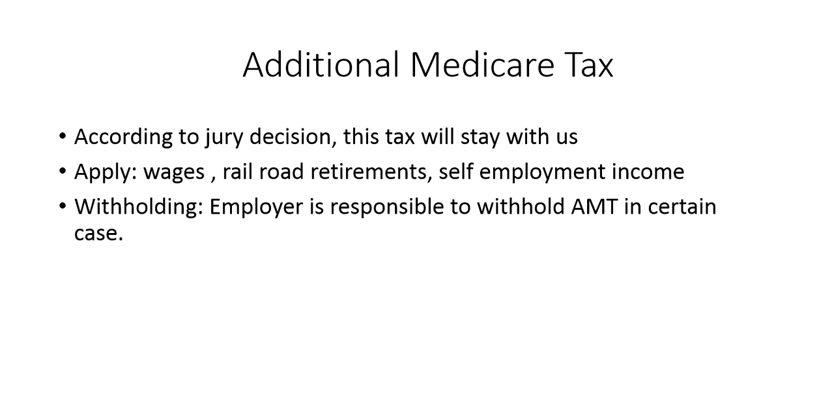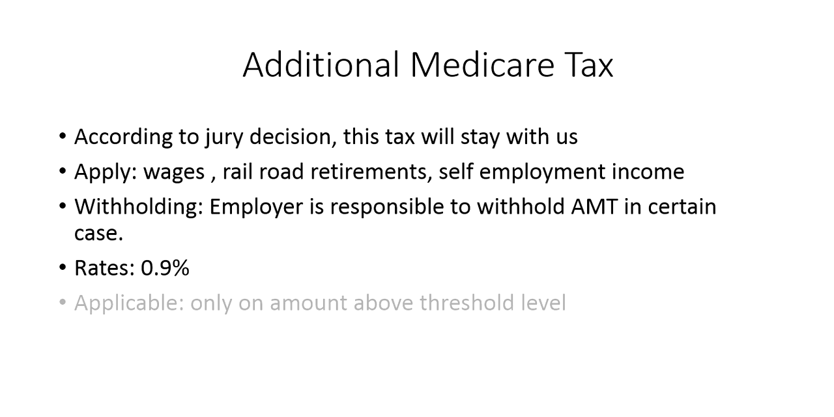Okay, the employer is responsible to withhold additional Medicare tax in certain cases, and I just forgot to mention the threshold level. The threshold level is 200,000 for the Medicare tax, and the rate is 0.9%. Now that's an important thing, that the Medicare tax is applicable on the amount above the threshold level. For example, if the threshold level is 200,000 and your income is 250,000, then the rate of 0.9% will be applicable only on 50,000.